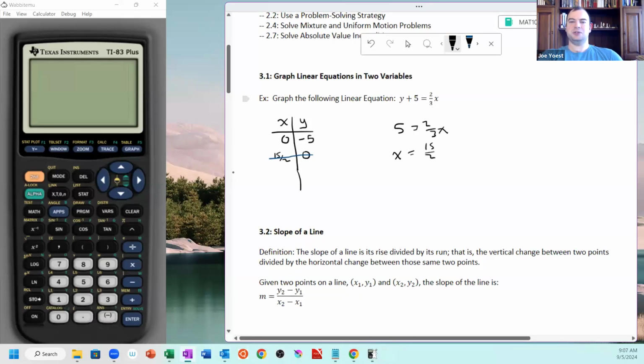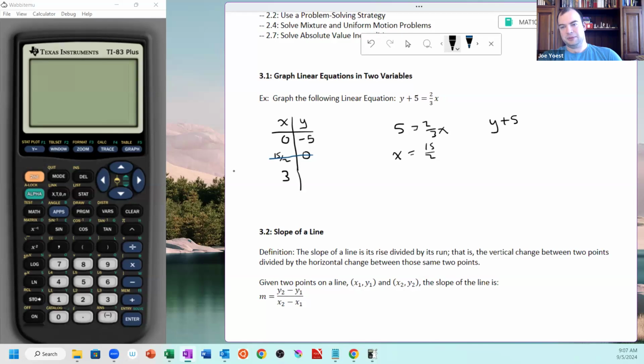I do notice that this 2/3 on the x is what's kind of causing the problem. It's kind of causing the fraction result over here. So maybe if I pick x to be multiples of 3, that will divide out that 3. So maybe if I pick x to be, say, 3, then I see that my equation says that y plus 5 equals, well, 2/3 times 3 is just 2. Subtract 5 from both sides, y equals -3.